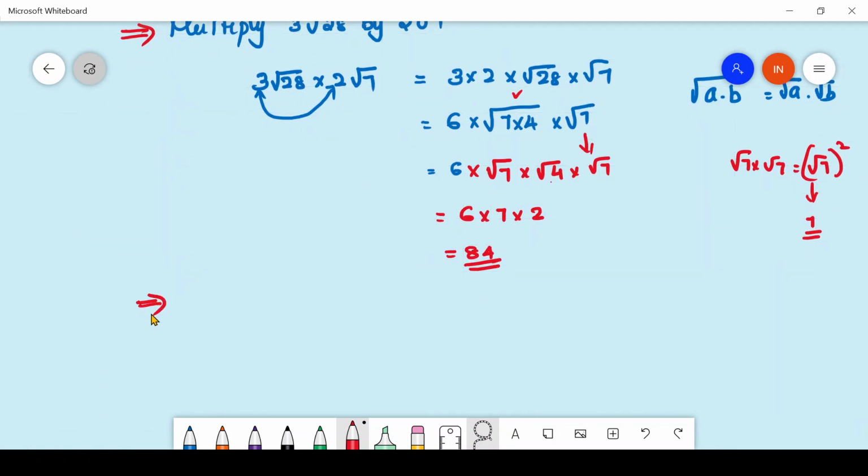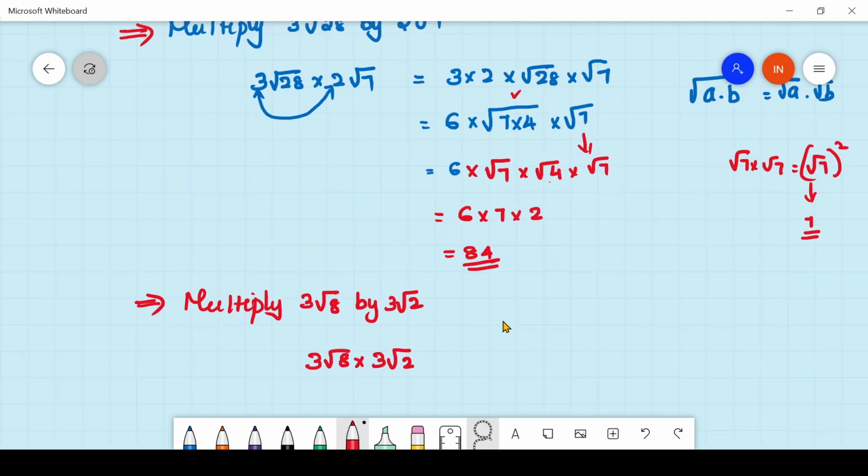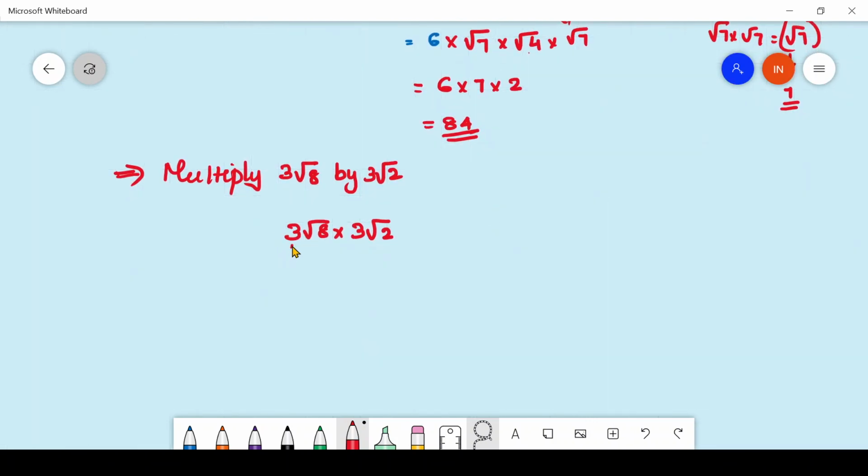So next is to multiply two numbers. I'm going to give you two numbers. Multiply 3 root 8 by 3 root 2. So this is very easy. As I told you, we have to split it and do. So 3 root 8 multiplied with 3 root 2. First, we can multiply the numbers without a root. That is equal to 3 into 3 into root 8 multiplied with root 2.